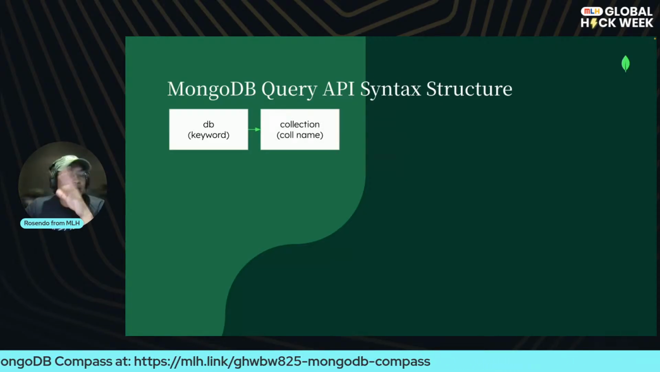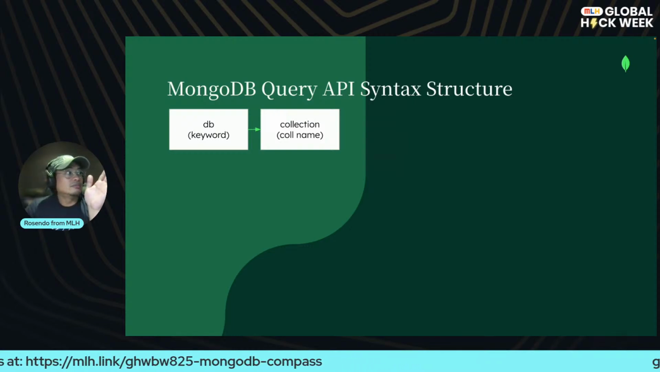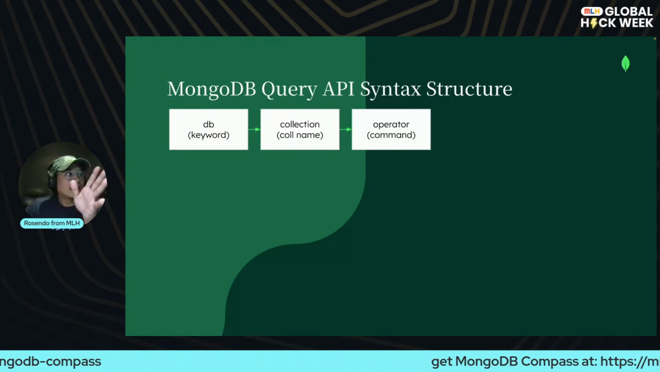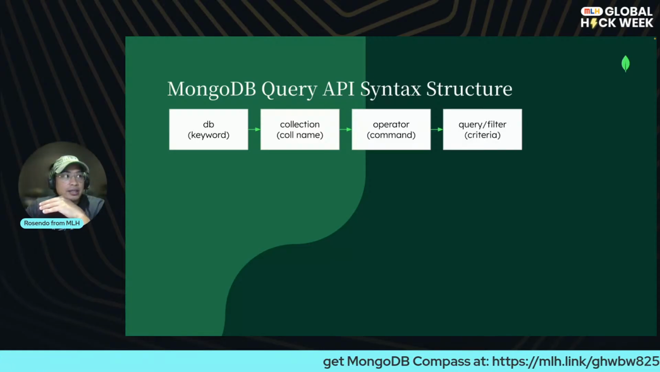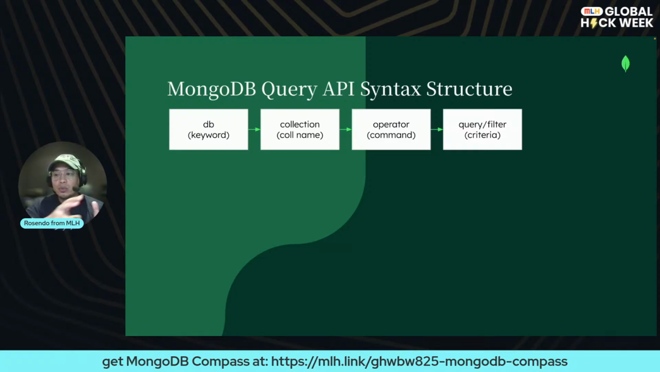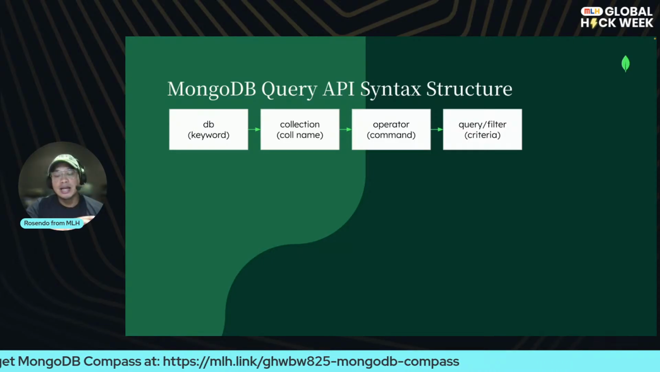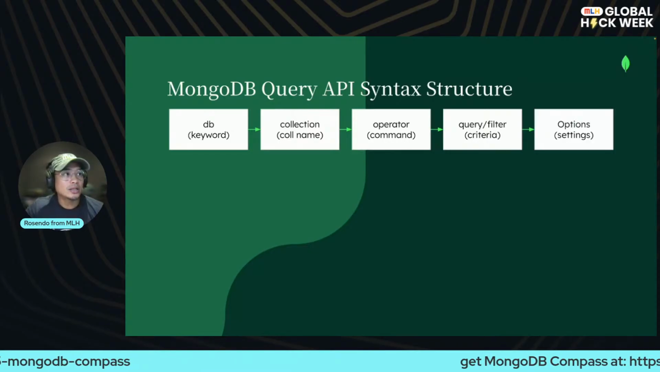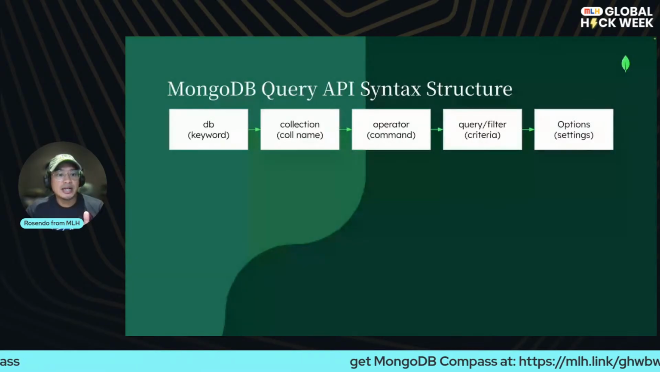The next, basically, it's going to go from the database or keyword to the collection name. The next is going to be the operator or the command. The next, you're going to do the query or the filter. So this is where your data is actually being filtered down, or formatted to fit the query that you want. And then the options and settings.